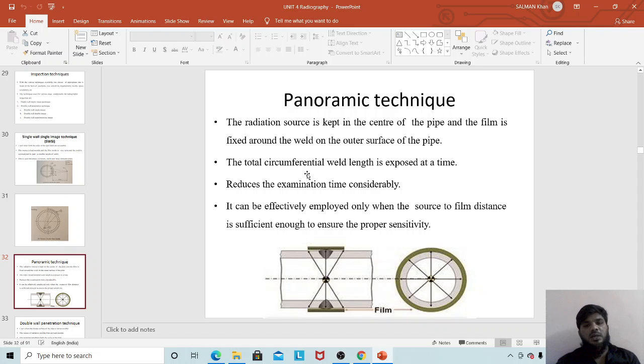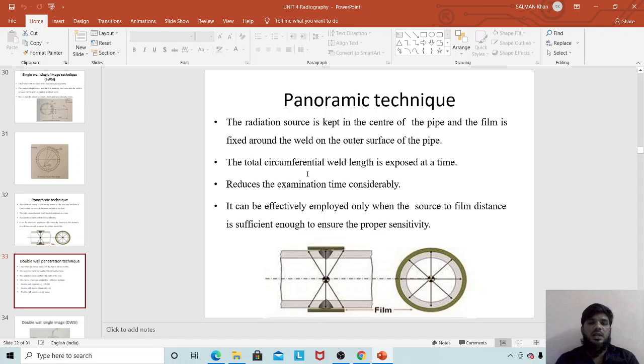Next is the panoramic technique. This is where the source travels inside a hollow tunnel, through which the whole length can even be measured on both sides. The source is kept at one side and we receive the whole image, a circular image.